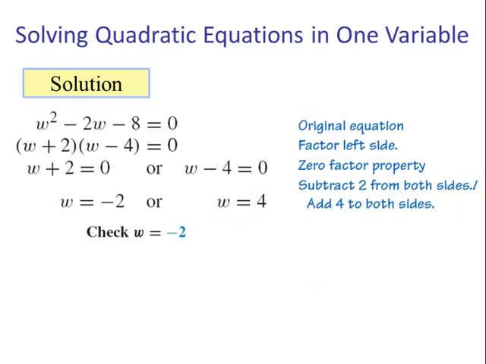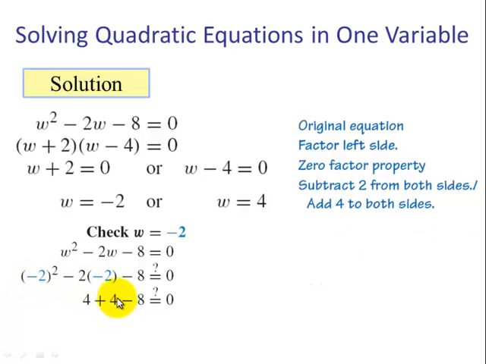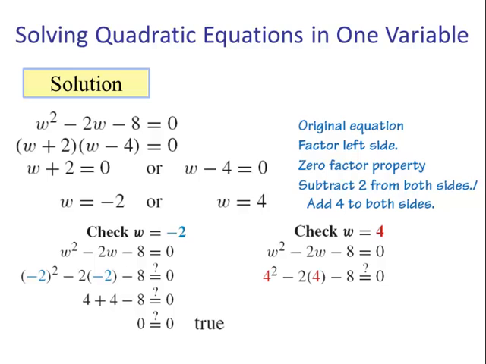To check, for w equals negative 2, we take negative 2, square it, minus 2 times negative 2 minus 8. Does this quantity equal 0? Well, negative 2 squared is 4. Negative 2 times negative 2 is positive 4, minus 8. 4 plus 4 is 8. 8 minus 8 is 0. It checks. For w equals 4, we have 4 squared minus 2 times 4 minus 8. That becomes 16 minus 8 minus 8, which gives us 0. So 0 equals 0. It checks.